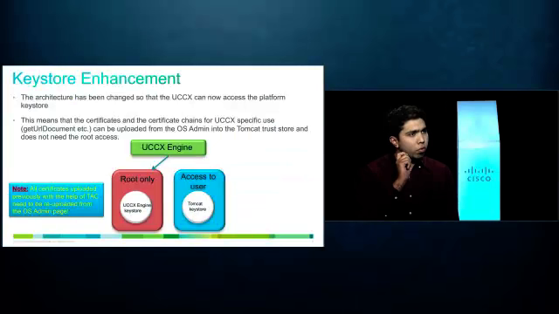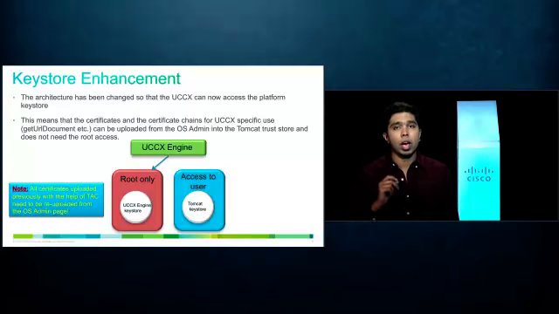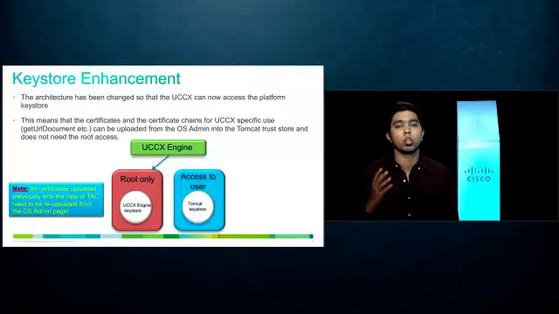Now, if you look at the old architecture of UCCX, there were basically two keystores. One is the UCCX engine keystore, and the other is the platform Tomcat keystore. And if you're a user of Call Manager also, you will realize that you can upload certificates into the Tomcat keystore using OS administration. So that is something that is exposed to the user. You don't need TAC access.